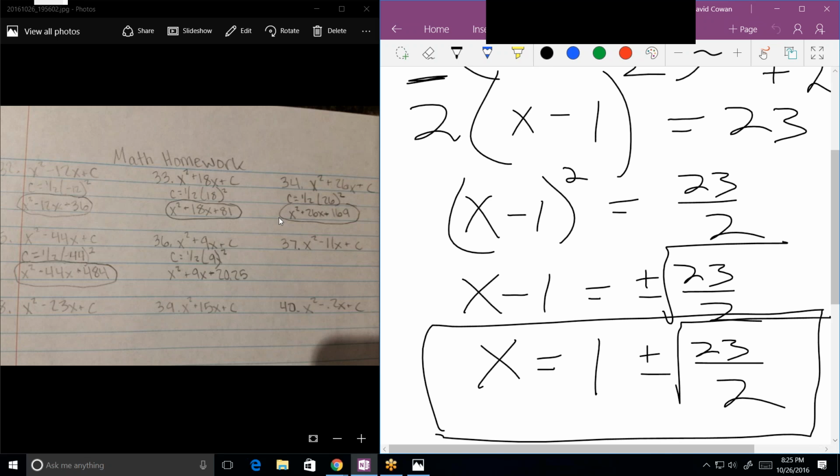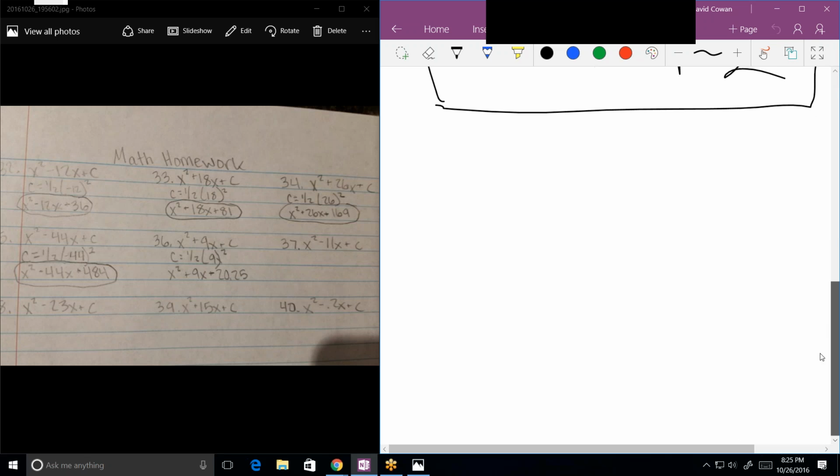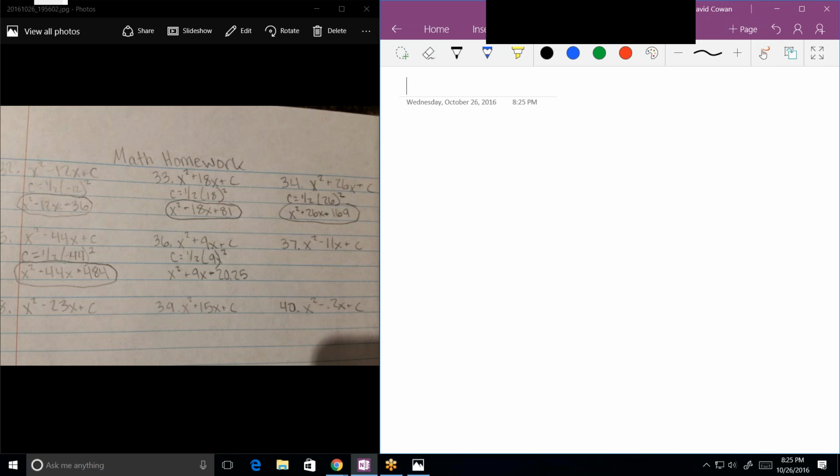Now, I don't see any problems on this page that have a coefficient in front of the x squared term. So it may be that they're not going to give you that degree of difficulty, but know that it's there. In other words, you can only complete the square when the coefficient is 1.